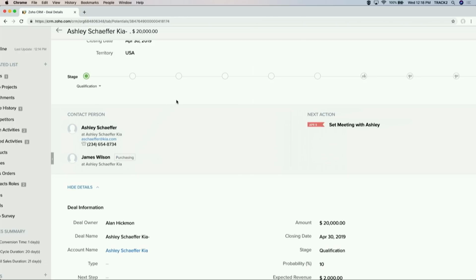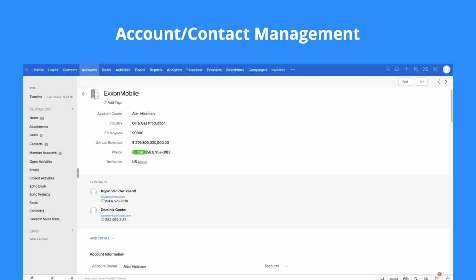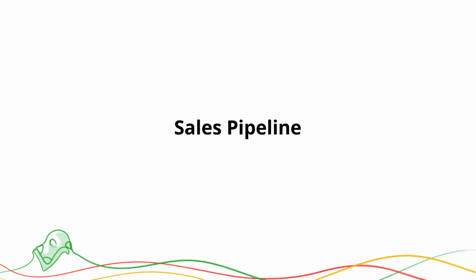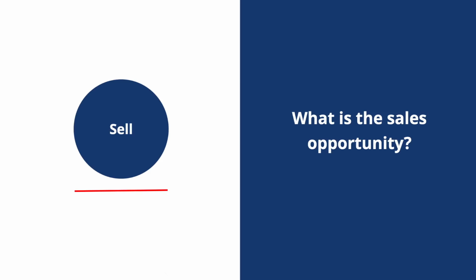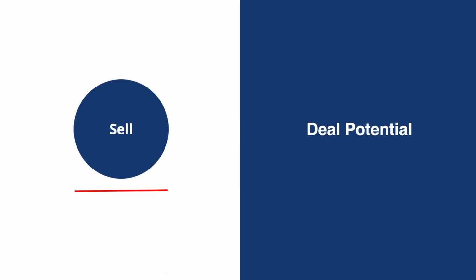Okay. So that's a little on the account and contact management side. Let's go back over here and touch a little bit more about the pipeline, tracking that, and what we can do with it. So what is the sales opportunity exactly? That is the deal, or if you're an older Zoho customer a couple years back, it used to be called potentials. So you may see that if your account is older.